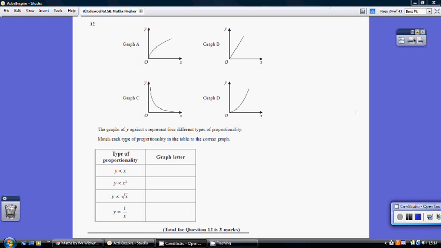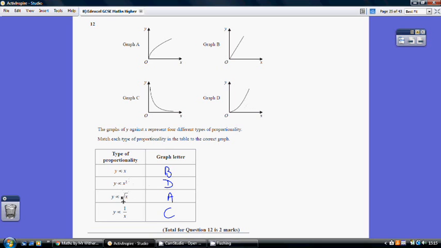Question 12. So, if something is directly proportional to something, as one goes up, the other goes up at exactly the same rate. So that's going to be the straight line going upwards, so that's B. Now, y is directly proportional to x squared. It is going to be going up, but it's going to be going up at an accelerated rate because you're squaring the x value. So that's going to be graph D.